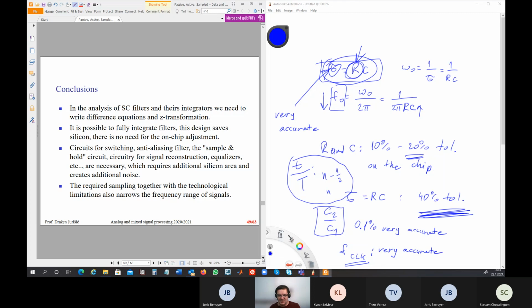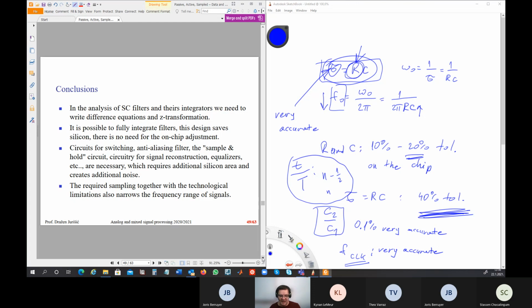But now, what is the difference from the continuous time? Here we need circuits for switching. We need in the beginning an anti-aliasing filter. What is an anti-aliasing filter? We need to block all the frequencies that are too high, so that aliasing will not occur. These are the frequencies higher than 1/2 of the clock frequency. So this is the Nyquist theorem. You know it probably. Then you need either a sample and hold circuit, or just a simple sampling circuit.